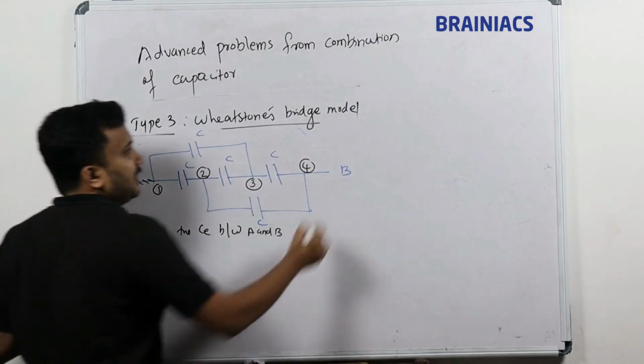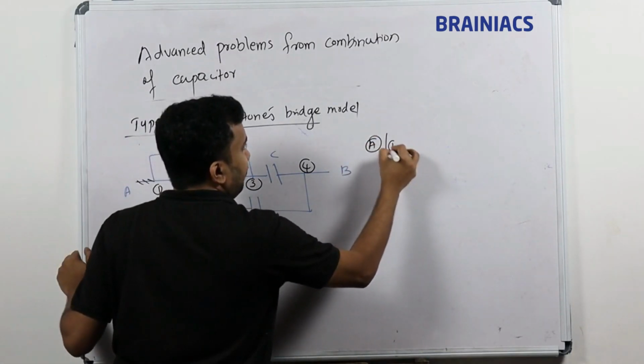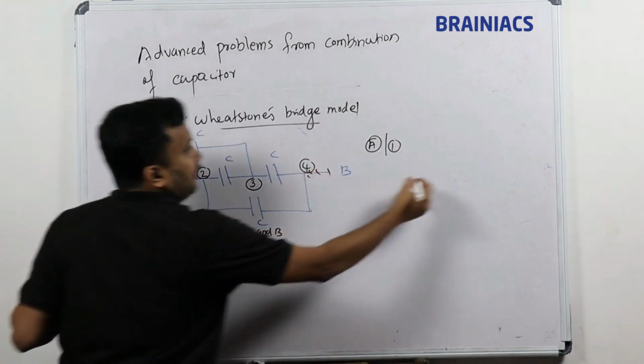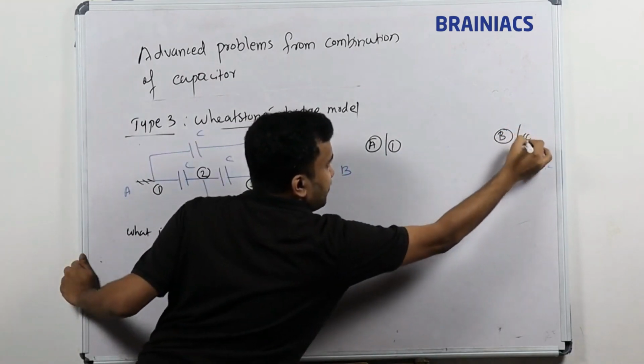A and 1 will be the same. So A will be here and 1 will be here, same. And B and 4 will be the same. So B is connected here and 4 is connected here.